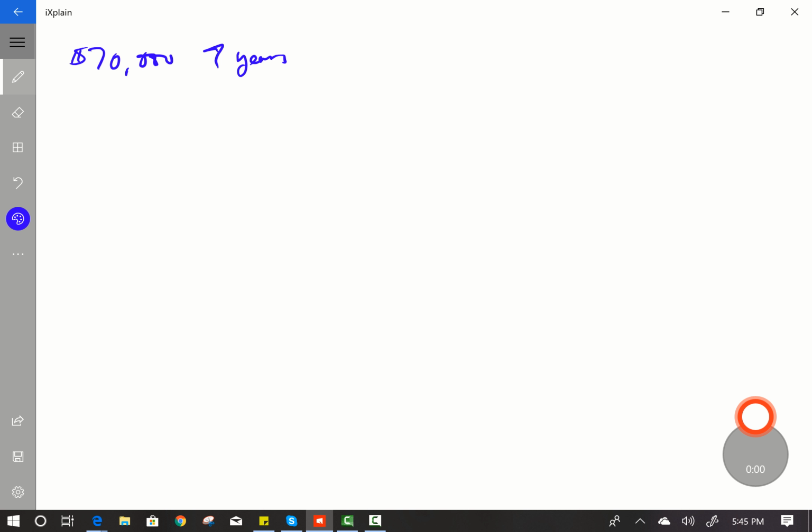Lu decided to put aside money today so that it will be available in 7 years. Real Bank offers Lu 6% interest, compounded quarterly. How much must Lu invest to have $70,000 in 7 years? What that's asking is, what do I invest today in order to get that $70,000 in 7 years at 6% interest compounded quarterly? So I need to use a present value table.